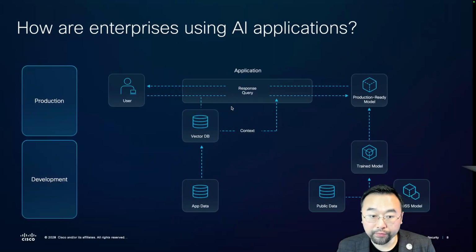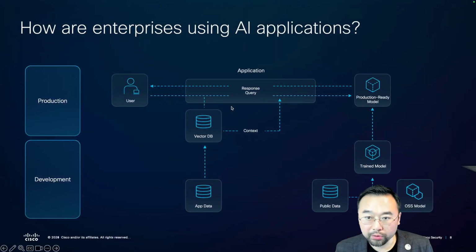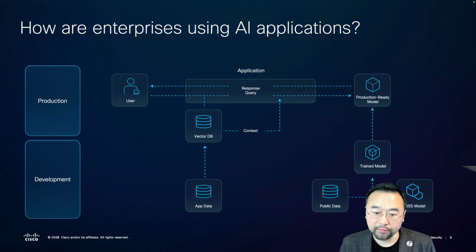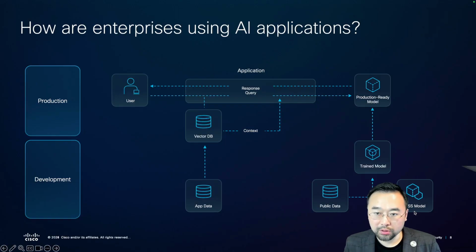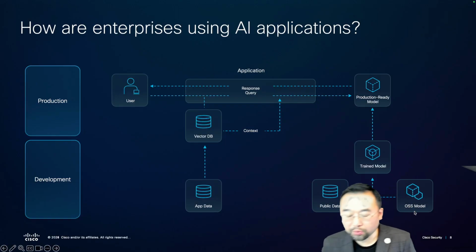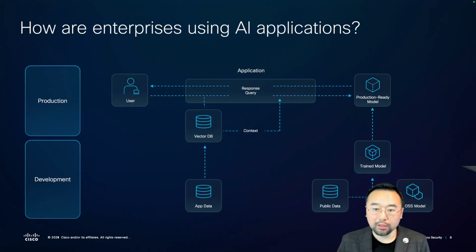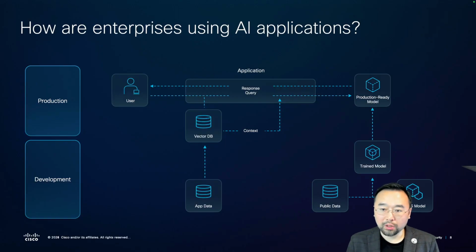Okay, quick review. This is basically how we build AI applications. We have a vector database, we have application data, and we select a model, maybe an open source foundational model, and then we feed it with data, and we might even train it a little bit, right? But then at runtime, it's going to query our vector database and provide answers to our users.